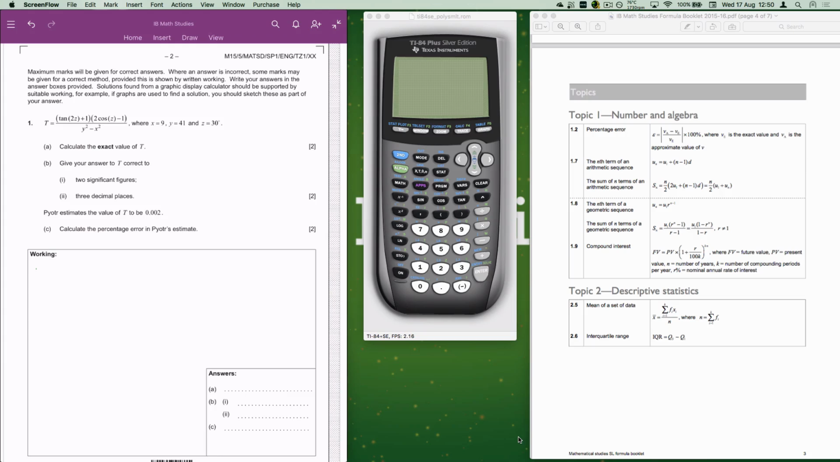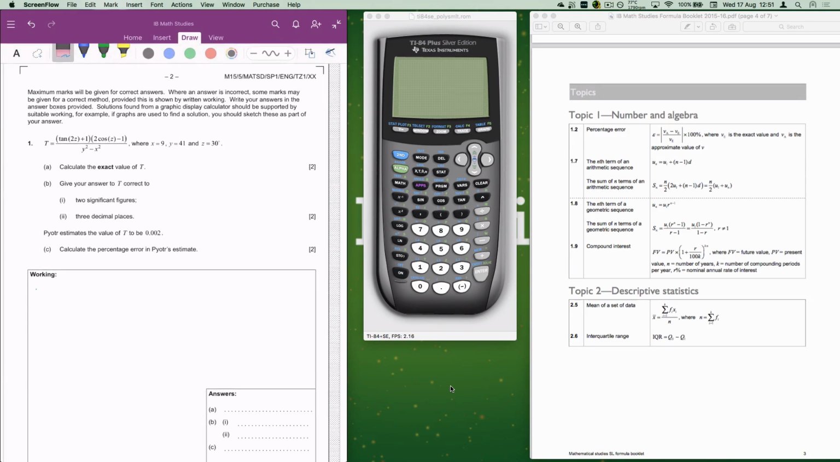Now, even though this is a calculator question, it's worthwhile because you do get a mark for substituting into the formula. So anytime you're given a formula or you have a formula to use, substitute the values into it because you may get a mark. So let's start with our working.